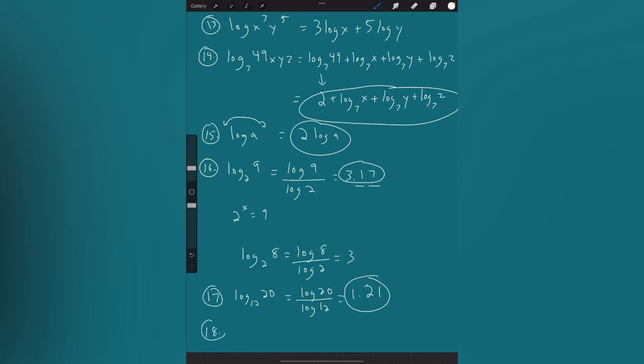I'll squeeze 18 in here down at the bottom. It says log base 5 of 10. 5 to the what power is 10? I don't know off the top of my head. So I'm going to use the change of base formula and find the log of 10 divided by the log of 5. And I get 1.430, so 1.43 is my answer. And that was number 18.